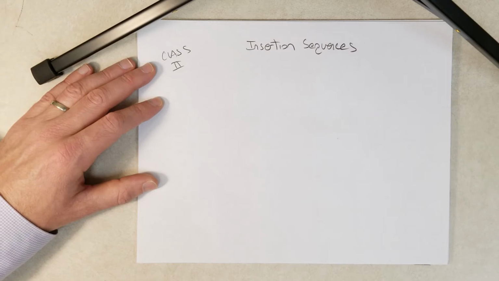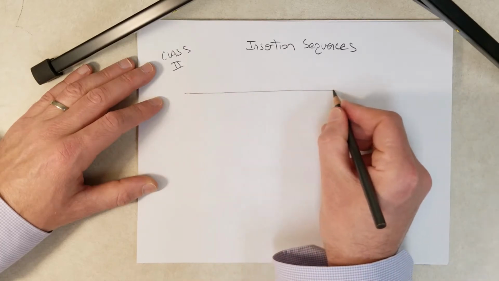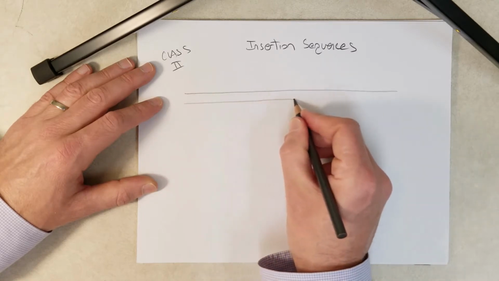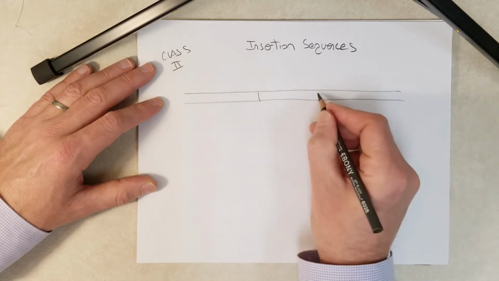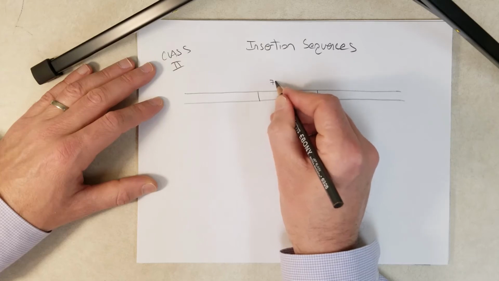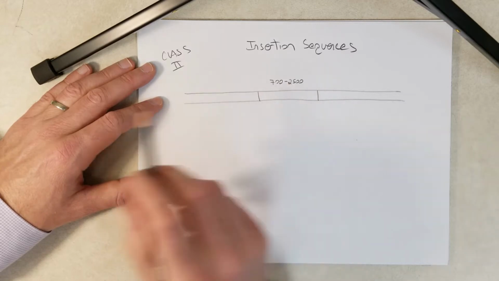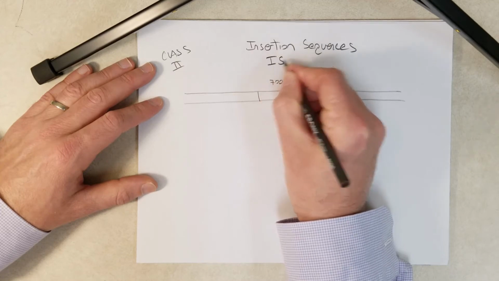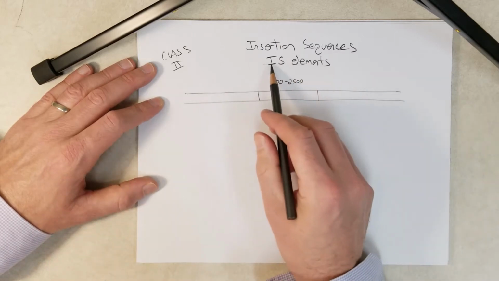Essentially, it might help if I just diagram them, right? So they're class 2 elements and they are relatively short, to be considered an insertion sequence. I think the current known range for these is between 700 base pairs and 2,500 base pairs. So a pretty short sequence, and these can also be called IS elements. So IS for insertion sequence, and IS element.